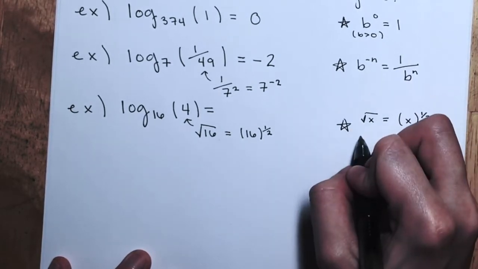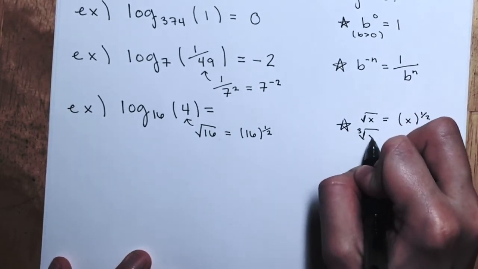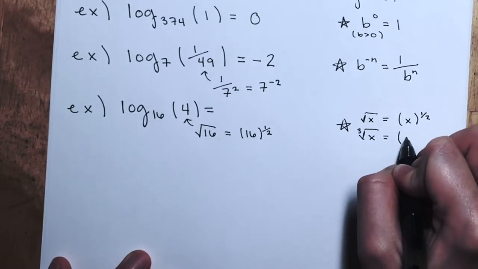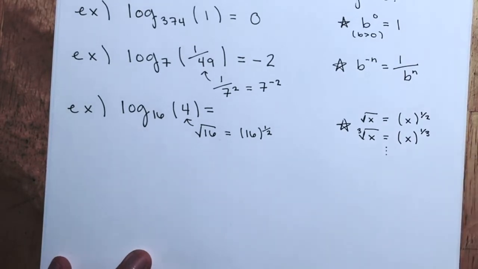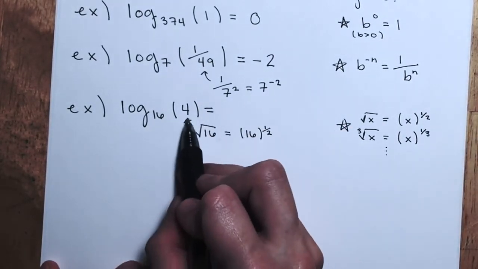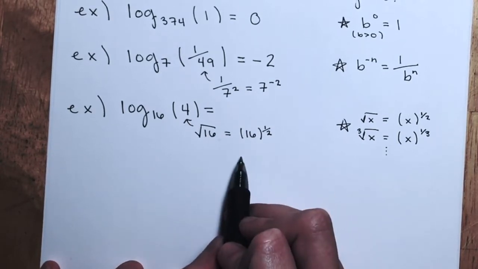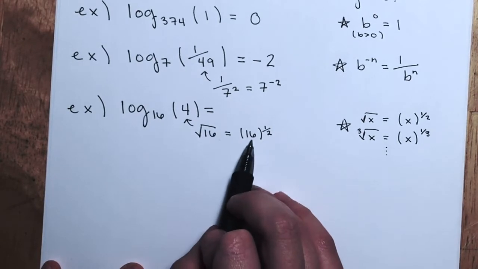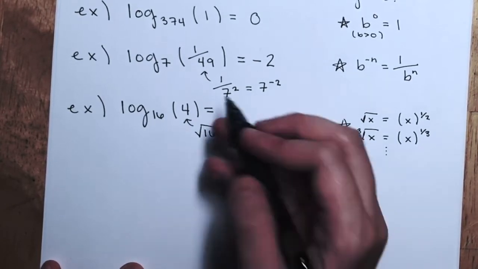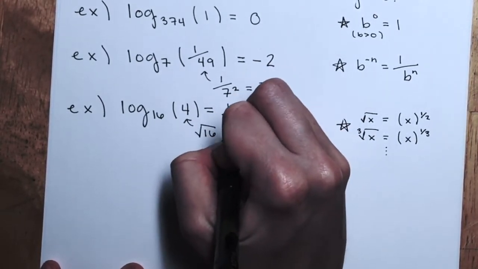And similarly, if we have the cube root of x, that's x to the 1/3, and so forth, right? So here, what's the exponent that we've raised 16 to get 4? Well, we've raised 16 to the 1/2, so this is equal to 1/2.